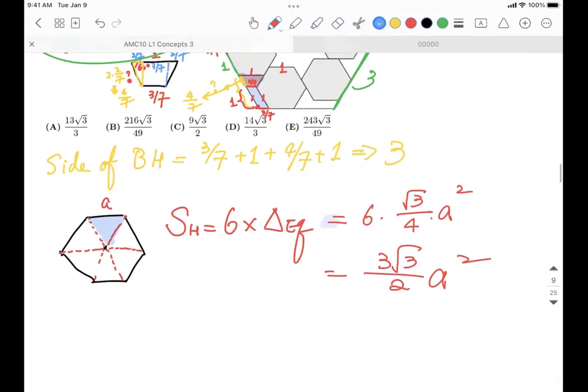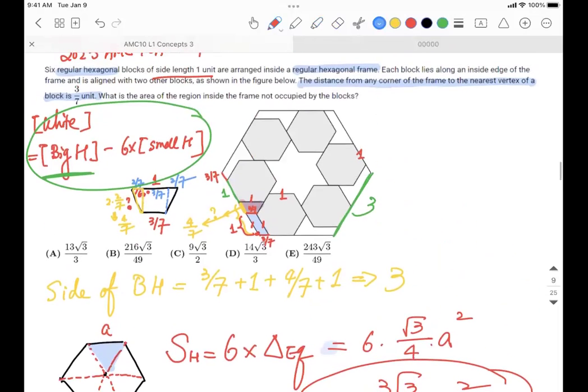You see, this is so easy, right? As long as you know the side length of the equilateral triangle of this regular hexagon, you plug it into this formula, and you'll be able to determine the total area. So what you have to do is so easy. You know this guy, a equals 3. You know this guy, a equals 1. Just plug in the values, and you'll find out C is the correct answer.